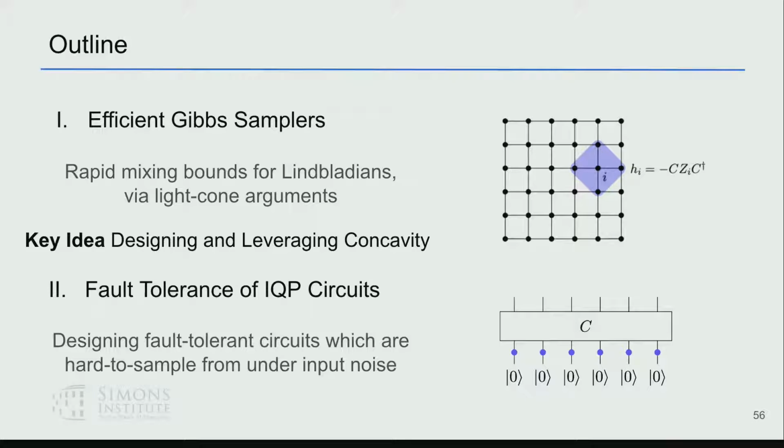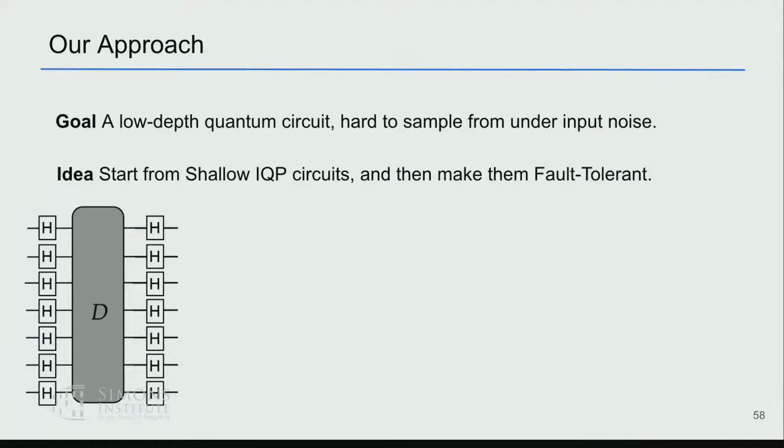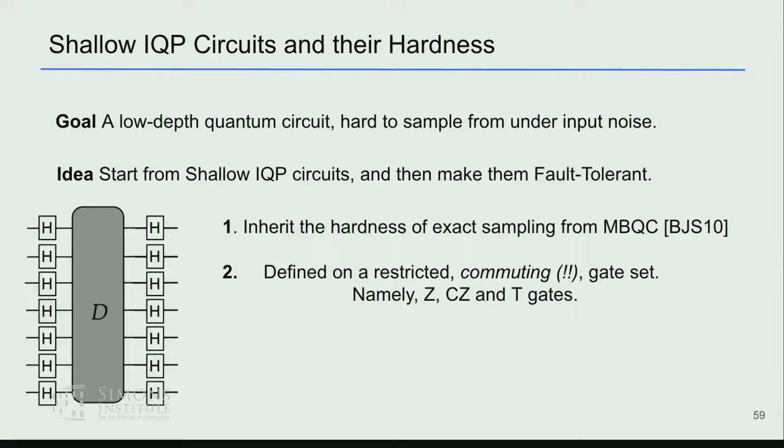Great, so moving on, part 2 is about fault tolerance and designing circuits which are hard to sample from under input noise. So arguably, the start of our approach is to start from shallow IQP circuits and then make them fault tolerant. IQP circuits are defined by a layer of Hadamard gates, a diagonal matrix D, and another layer of Hadamard gates. And they have 2 very convenient properties for us. One of them is that they inherit the hardness of exact sampling from measurement-based quantum computation. And they're defined on a restricted, in fact, commuting gate set, which we'll use shortly, namely Z, CZ, and T gates, or if you prefer, CCZ gates.